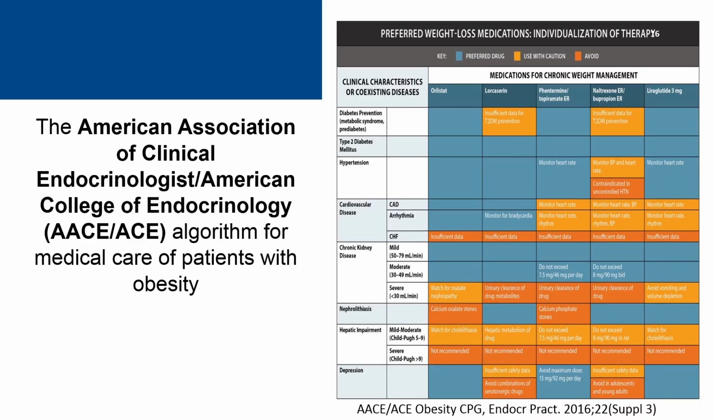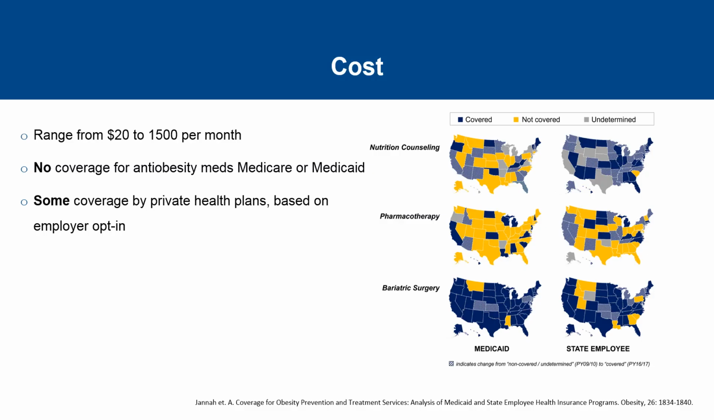Utilizing evidence-based guidelines like the preferred weight loss medication guide here by the American Association of Clinical Endocrinologists can also help us in determining which medications are preferred, which should be used with caution, and then which ones should be avoided altogether. When considering the cost of the medications, it can range anywhere from $20 to $1,500 per month.